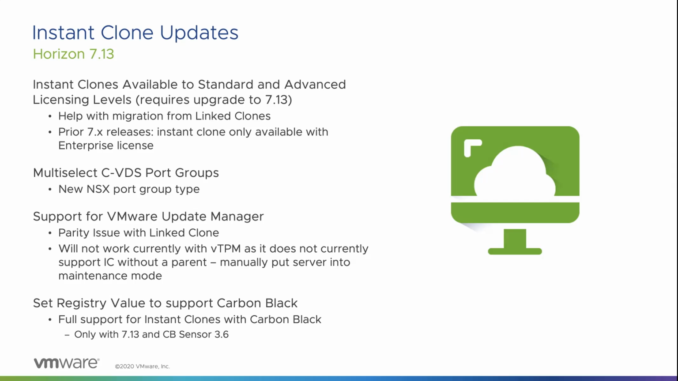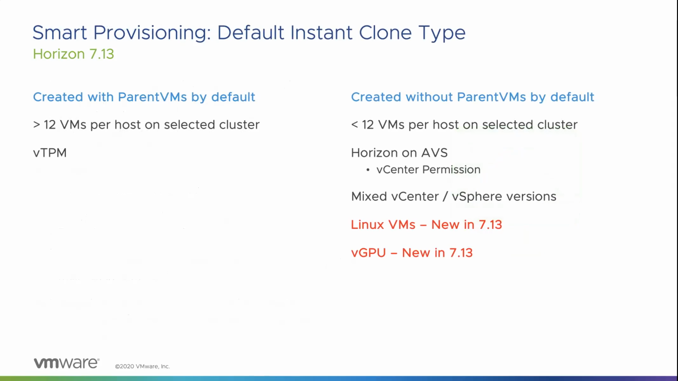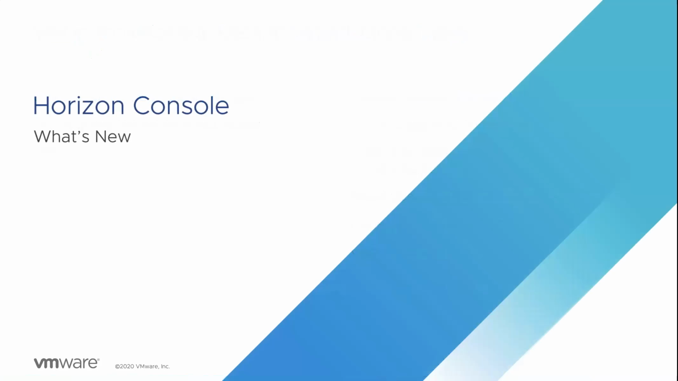Andrew talked about Carbon Black on Horizon 8 2006. It wasn't necessarily supported yet on Instaclones. Well, the good news is Horizon 7.13 with a Carbon Black Sensor 3.6 is supported on Instaclones. Some changes to smart provisioning. So smart provisioning has been cross-ported to Horizon 7.13 with some new features. So Linux VMs and vGPU will now be supported automatically as created without parent VMs. So that's a nice feature.